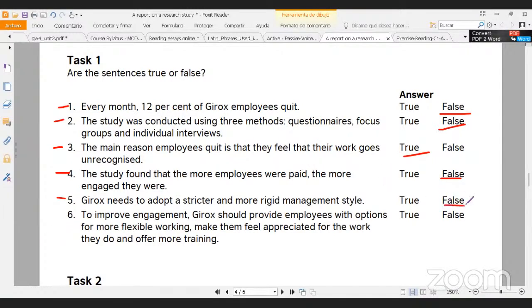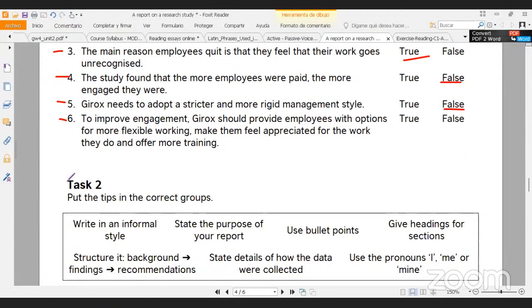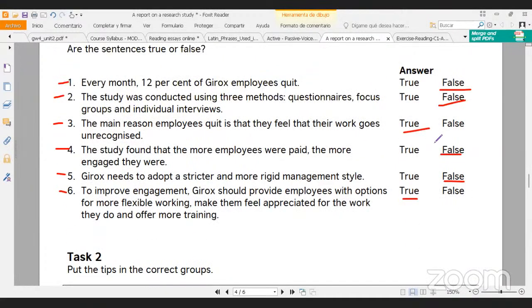6, Mauricio. To improve engagement, Xerox should provide employees with options for more flexible working, make them feel appreciated for the work they do, and offer more training. True. Yes, that's true. Okay. It was not an easy exercise, guys. I know. There was a lot of statistical information and facts.